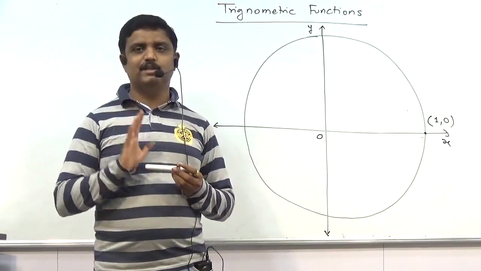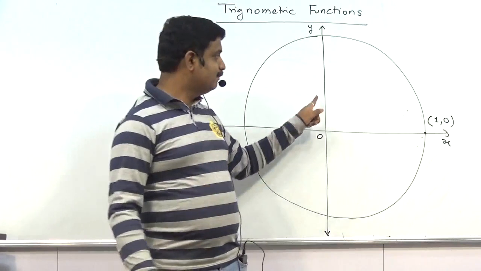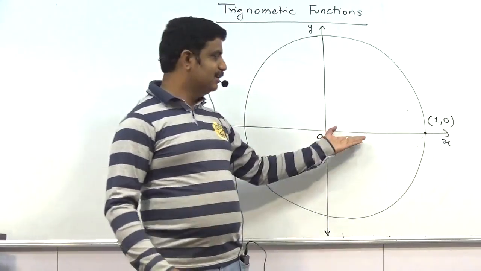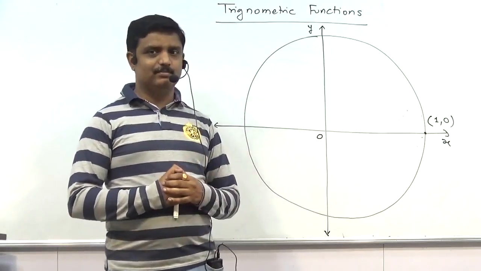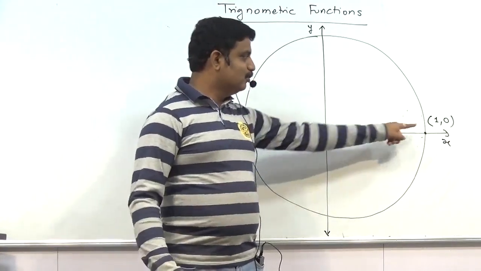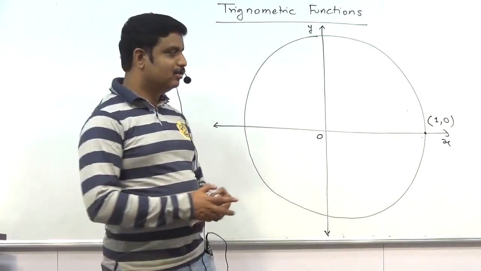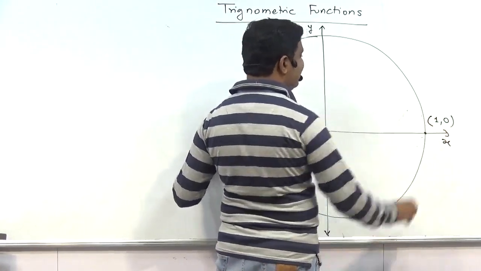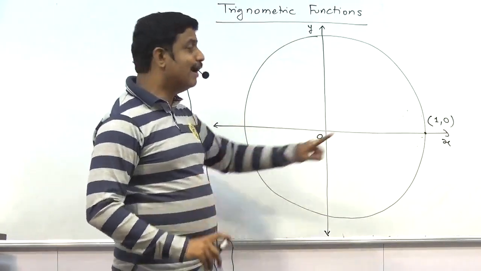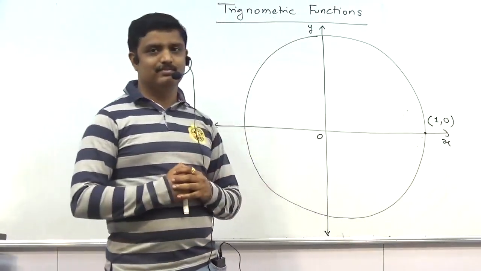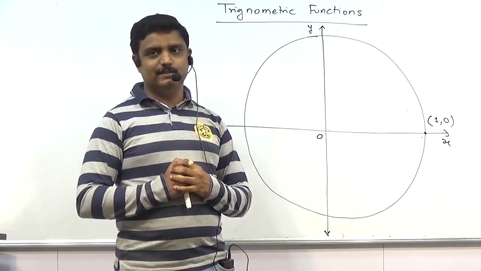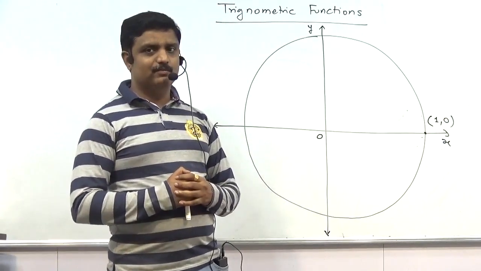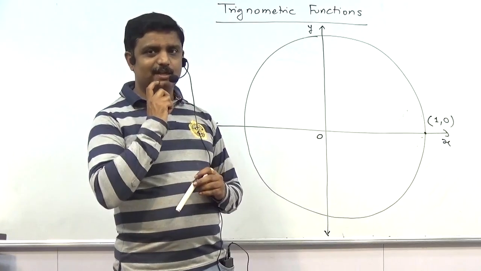All of you understand coordinates in two-dimensional geometry. What is the meaning of x coordinate? Distance from y-axis. What is the meaning of y coordinate? Distance from x-axis. Here x coordinate is 1 because the distance of the point from y-axis is 1. The point lies on x-axis, so y coordinate is 0. Distance from x-axis is 0. So once we know x and y coordinates, we can easily define trigonometric functions.